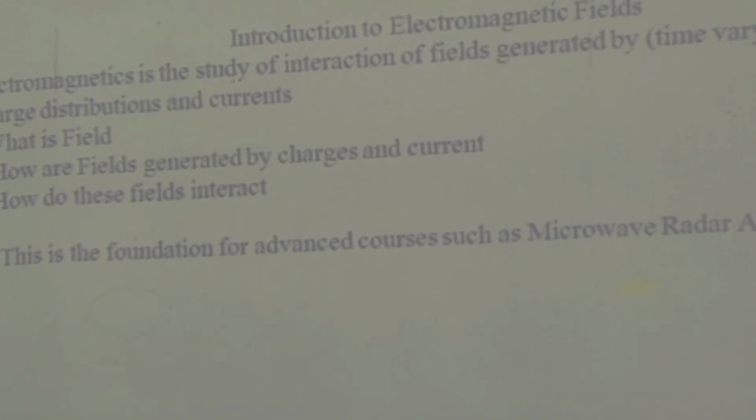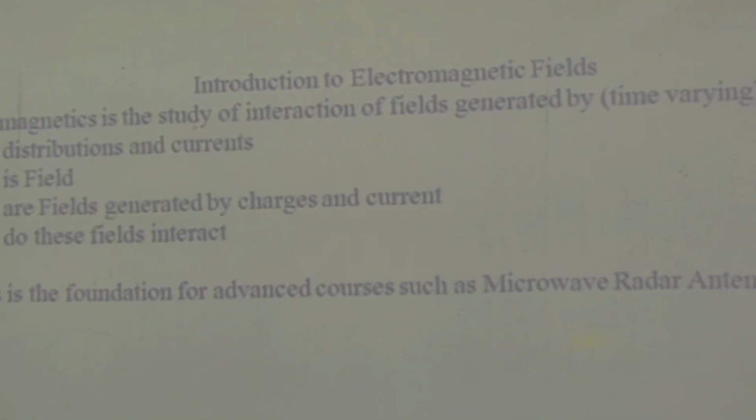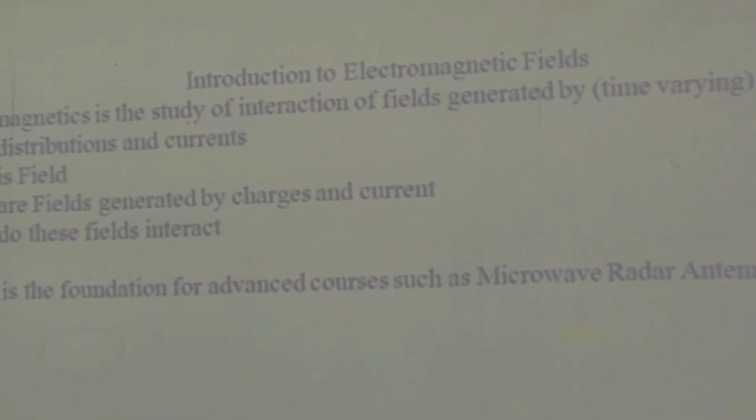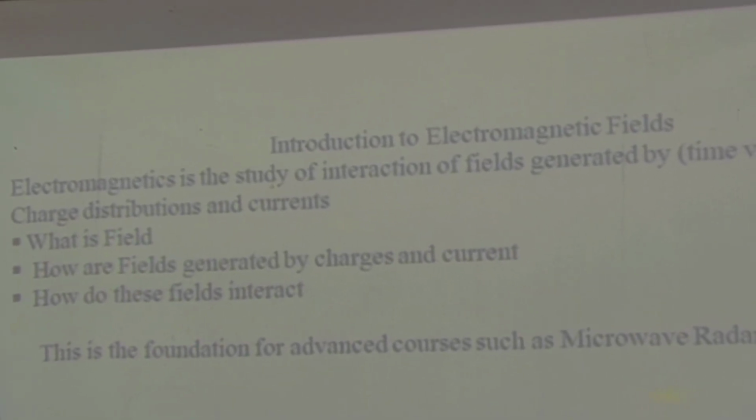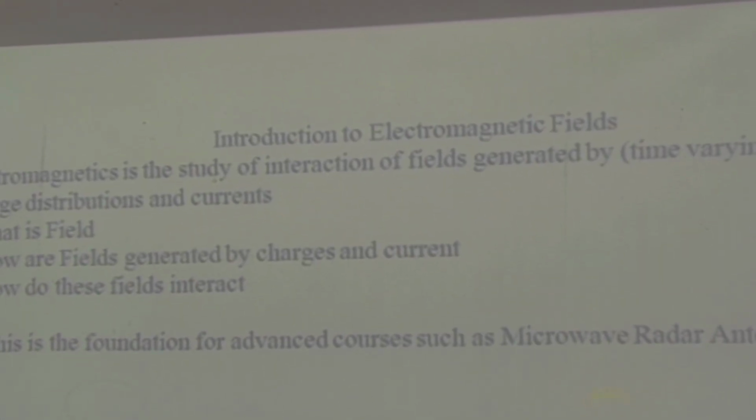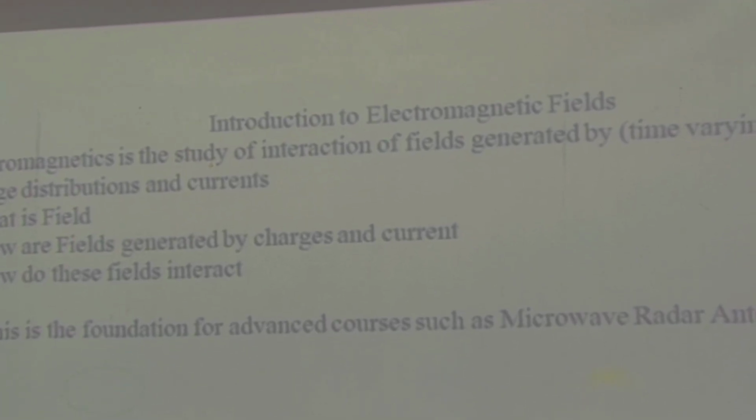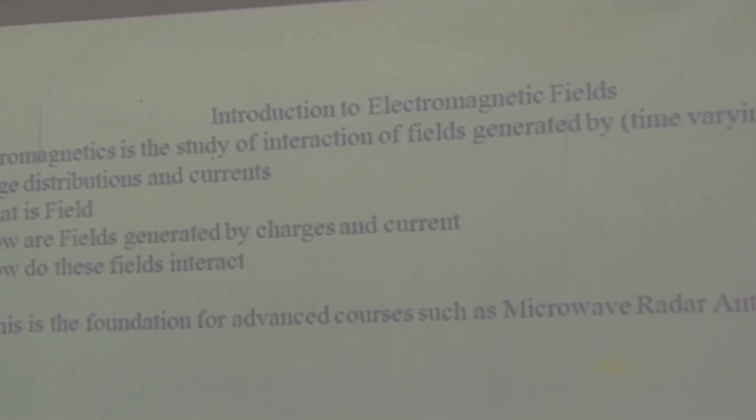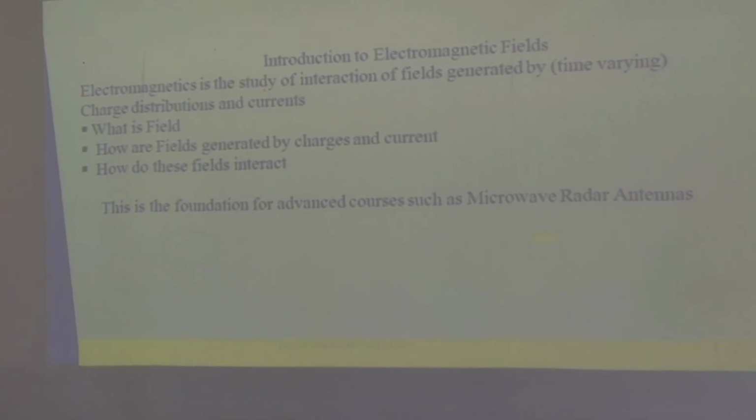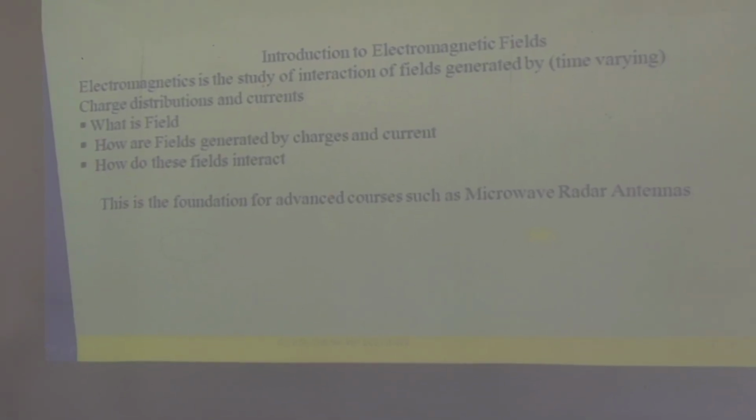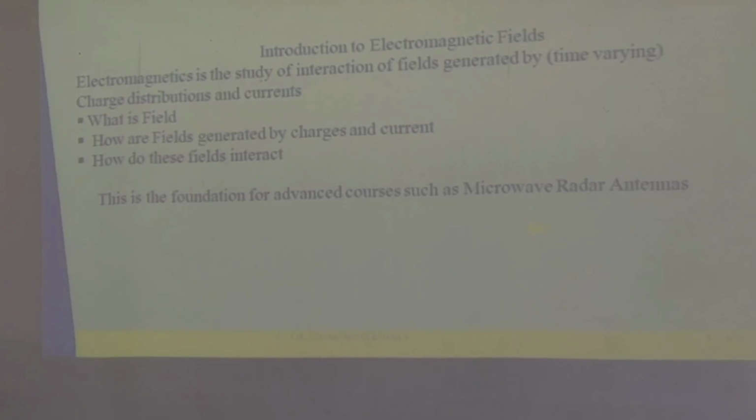Now the next one will be the introduction of electromagnetic field. So why do we need to know electromagnetic field? What is electromagnetic field? It is the interaction of electric and magnetic, the charge and the magnetic current distribution. So that is combined as electromagnetic field.